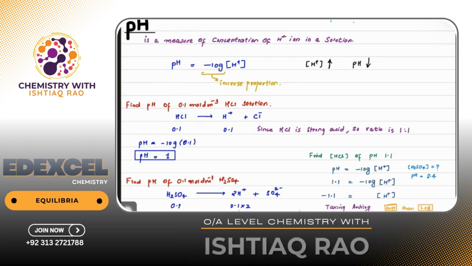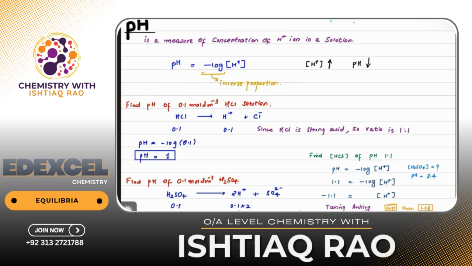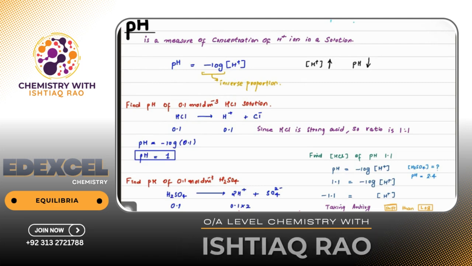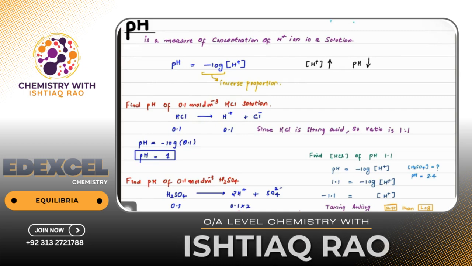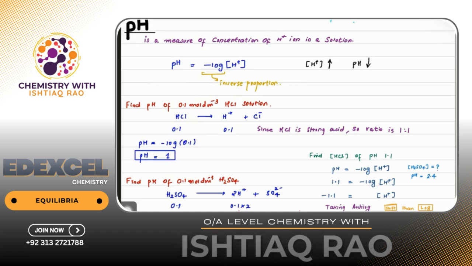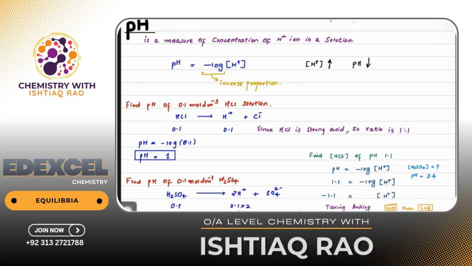I'm repeating, only in the case of a stronger acid you can take the mole ratio, because we are 100% sure that all of the acid has been converted into the H positive ion. That's why we can take a mole ratio. But in the case of a weaker acid, since we are not sure whether all of the acid has been dissociated or not, I can't take the mole ratio. So whenever you see a stronger acid, we can take a mole ratio.